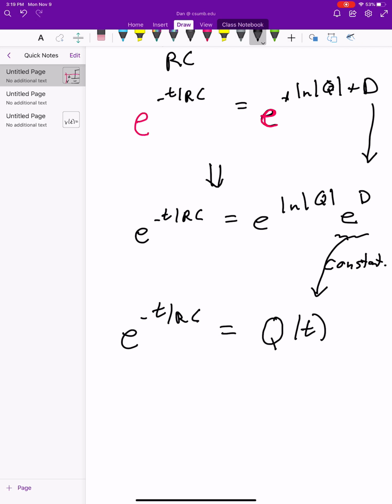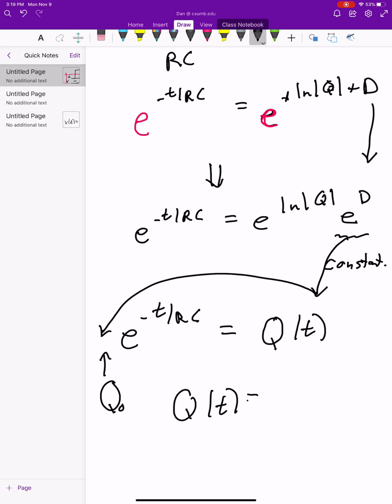Charge changes. This is telling me how the charge changes. But initially, the charge is going to be an initial value. So if I bring this constant over to this side, I'm going to call this constant, which is now e to the minus d, because I'm dividing by it on both sides, q0. Why did I do that? Because initially, my charge at time 0 is going to be equal to q0. It's going to be equal to my initial charge.